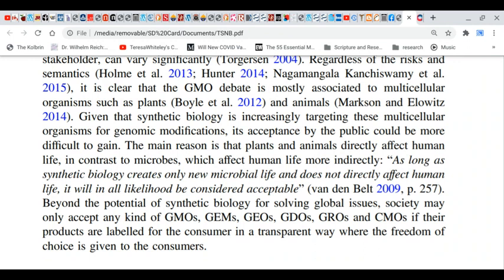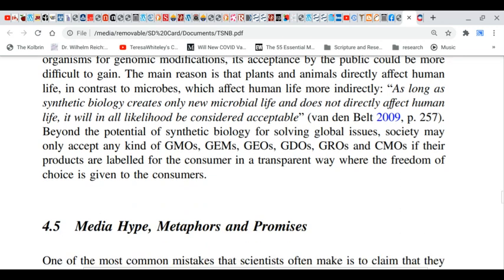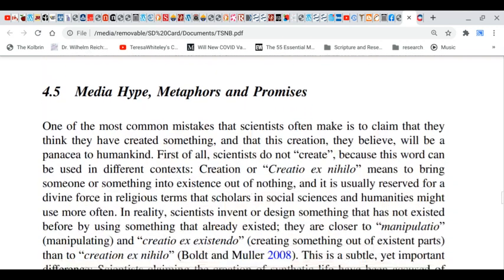Beyond the potential of synthetic biology for solving global issues, society may only accept any kind of GMO, GEM, GEOs, GDOs, GROs, and CMOs if their products are labeled for the consumer in a transparent way, where the freedom of choice is given to consumers.